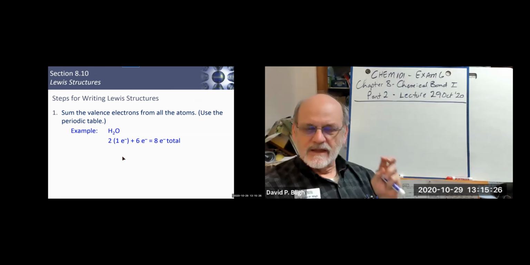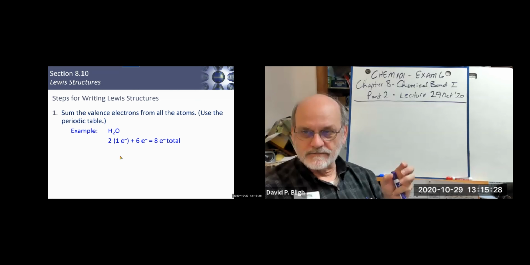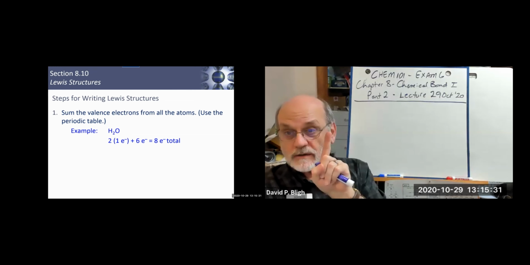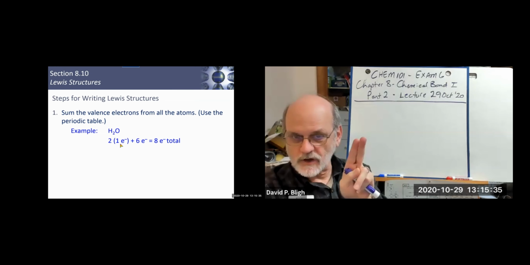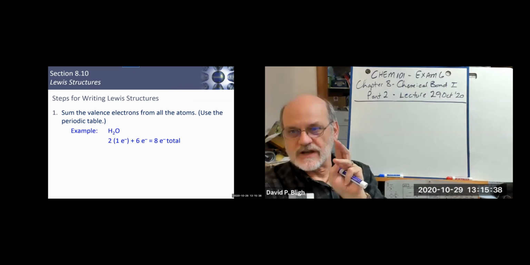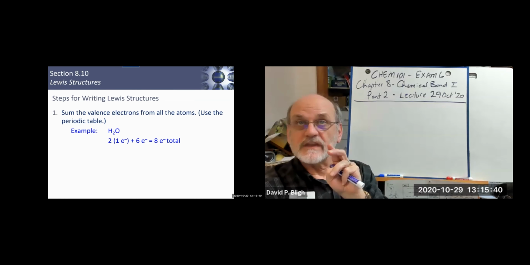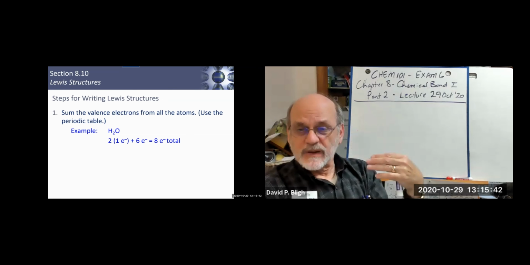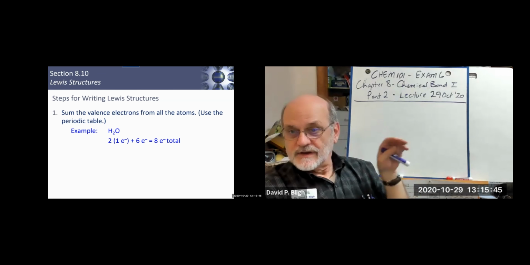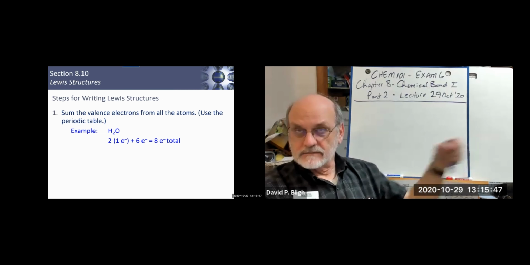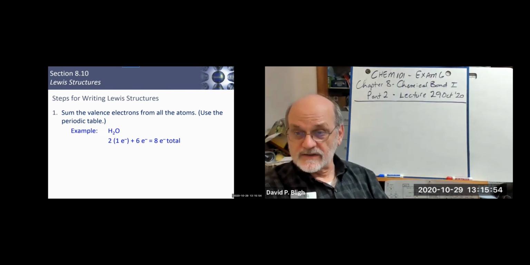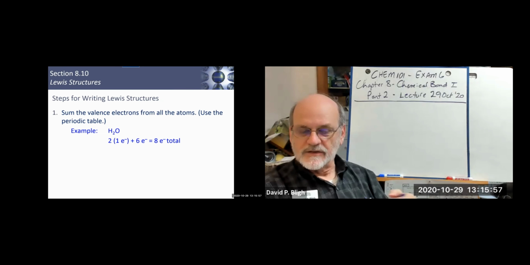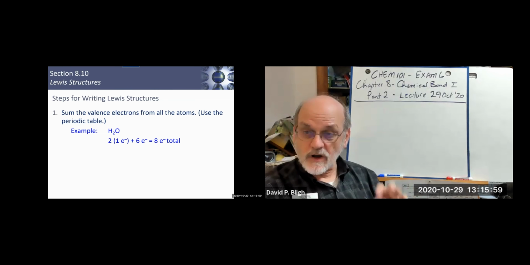So add them up. How many valence electrons does hydrogen have? It only has 1 electron, so that one's easy. So both of them together means 2. 2 electrons for the hydrogens. How many does oxygen have? Well, oxygen is in the second period, and it's 6 steps over from the left, right? Lithium, beryllium, boron, carbon, nitrogen, oxygen. 6 valence electrons. 6 plus 2 is 8, so we have 8 electrons to work with.